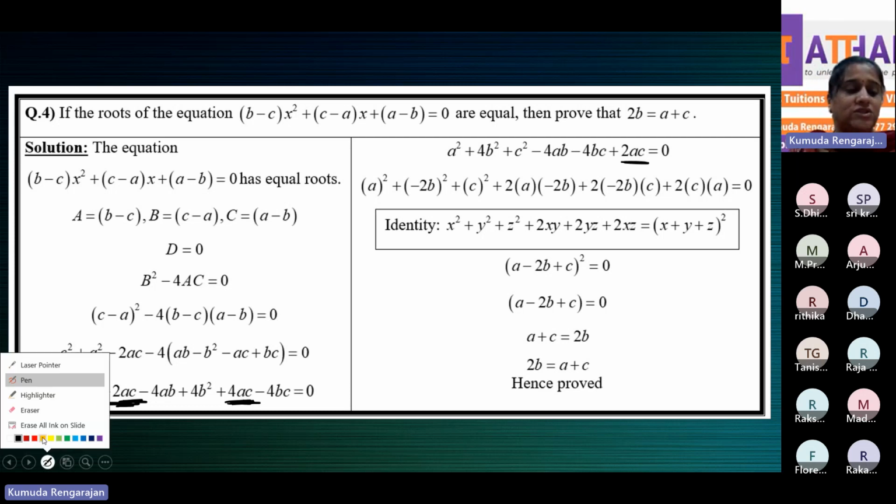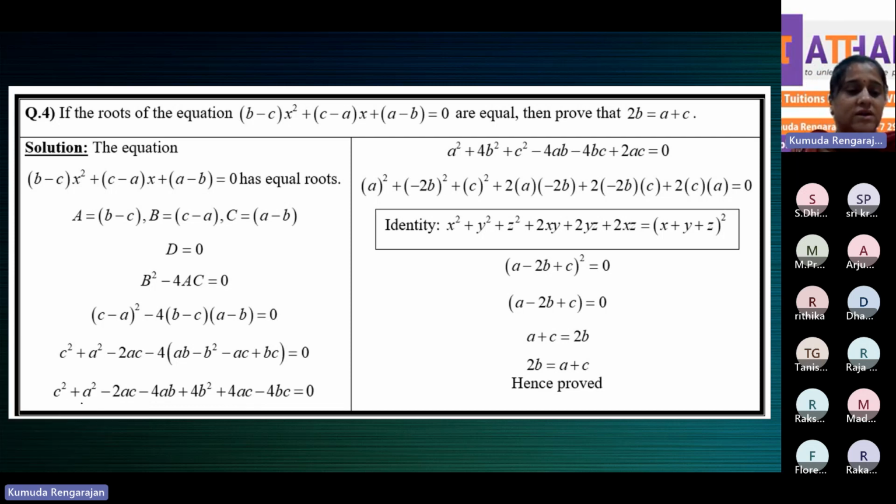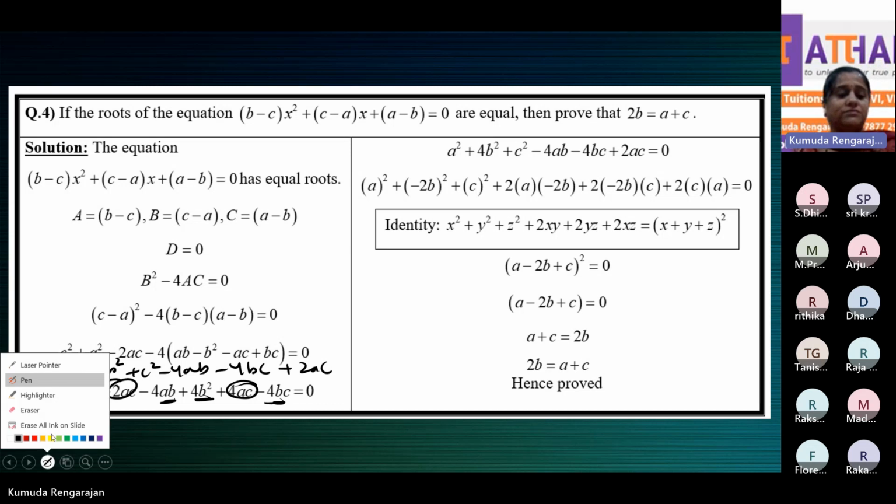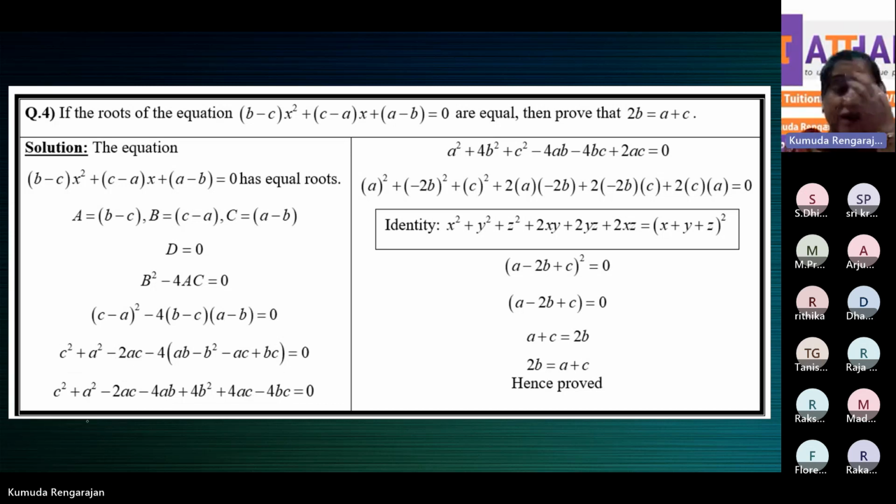And also I've arranged the terms in a particular order. What is it? Write A square first. Then write this 4B square. Then write the C square. Then write the AB term, minus 4AB. Then write the BC term, minus 4BC. Then write the AC term, plus 2AC. How plus 2AC? Because this one and this one simplify to plus 2AC. So we are writing it in that order. First the A square term, then the B square term, then the C square term, then the AB term, the BC term, and the AC term.